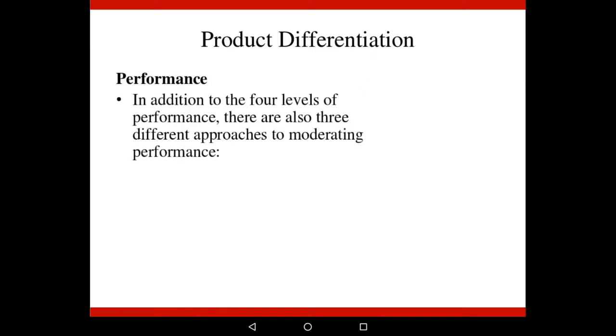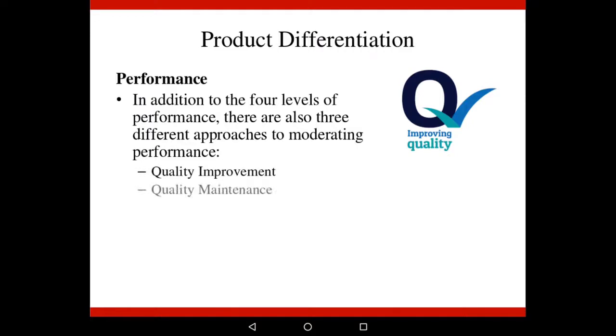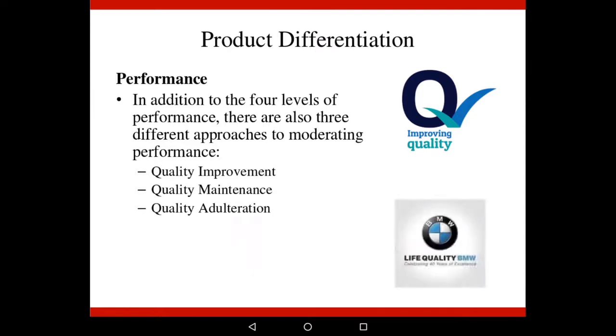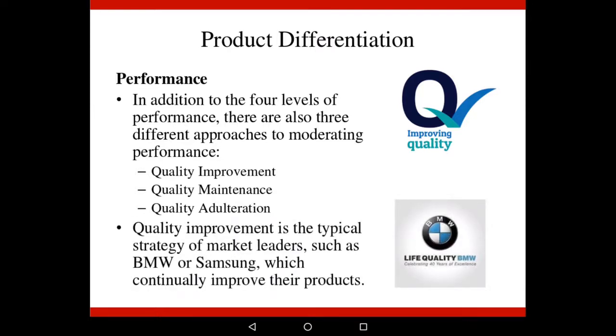In addition to the four levels of performance, there are also three different approaches to moderating performance. Number one is quality improvement, then quality maintenance, and lastly quality adulteration. These are the three different types. So quality improvement is a typical strategy used by market leaders such as BMW or Samsung, where they continually improve their products all the time so they can perform better.